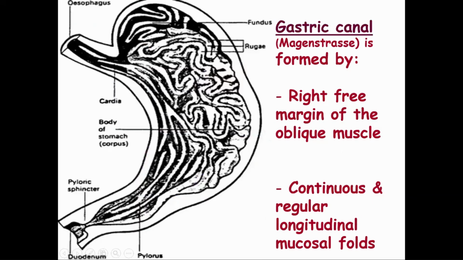And there is a gastric canal towards the left curvature, and its function is to transmit the fluid without coming in contact with the mucosa. Fluid passes directly into the duodenum. There is no importance of mixing the fluid with the gastric juices. It is directly conveyed into the duodenum via the gastric canal, which is also named the Magenstrasse, and is formed by the right free margin of the oblique muscle.